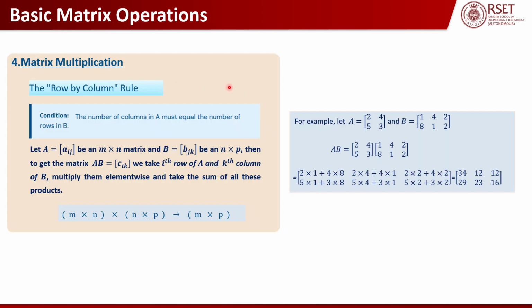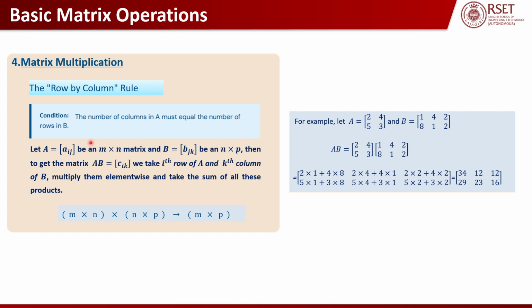This is the last operation we are discussing, and that is matrix multiplication. This is very important, and it is quite confusing too, but we can learn it. So what is matrix multiplication? We are multiplying two matrices. The main rule you can remember is the row by column rule. I will explain what it is. That is the first condition.